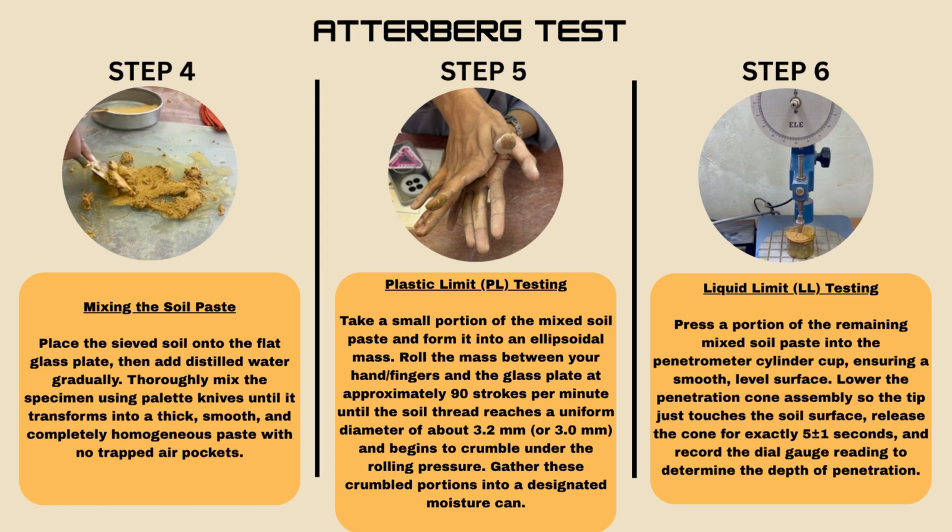Step 6. Liquid limit testing. Press a portion of the remaining mixed soil paste into the penetrometer cylinder cup, ensuring a smooth, level surface. Lower the penetration cone assembly so the tip just touches the soil surface. Release the cone for exactly 5 seconds and record the dial gauge reading to determine the depth of penetration.